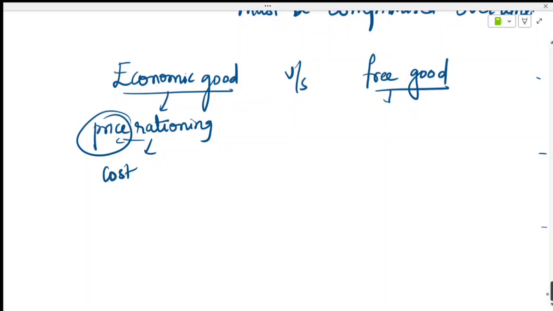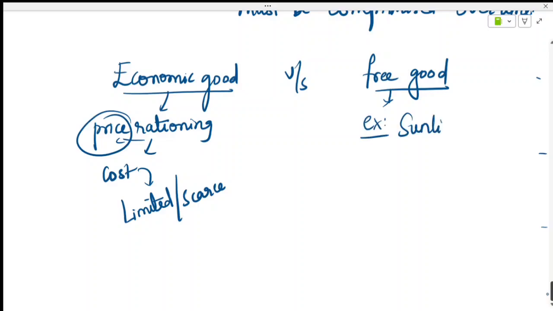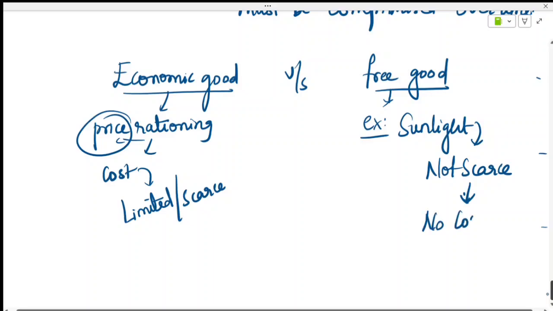Free good is nothing but it is not scarce. Why is an economic good getting a cost? Because it is limited or scarce. The resources to produce that good are limited. But when it comes to free good, for example, sunlight is not scarce. So when it is not scarce, does anyone pay for sunlight? No, right? So no cost or no price. Fine.